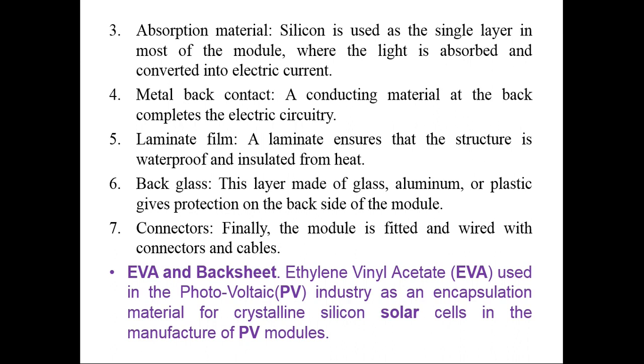Absorption material, obviously silicon as a single layer in most of the modules, where the light is absorbed. It has a characteristic of the material to convert that light into electricity. Then we have a metal back contact, a conducting material at the back to complete the electric circuitry. Then we have a laminate film. A laminate ensures that the structure is waterproof and insulated from the heat.